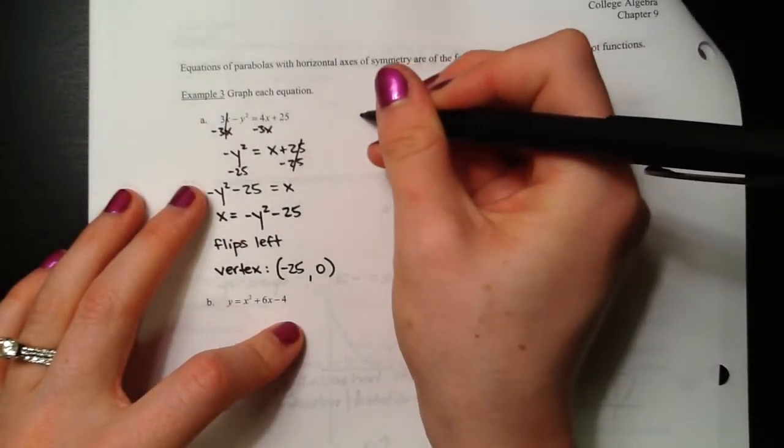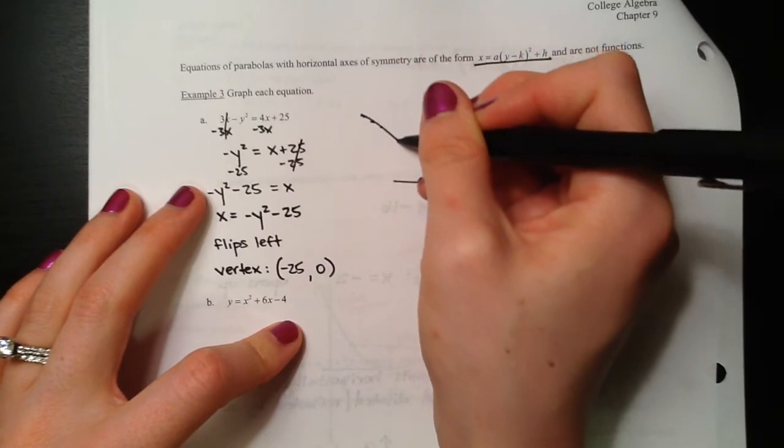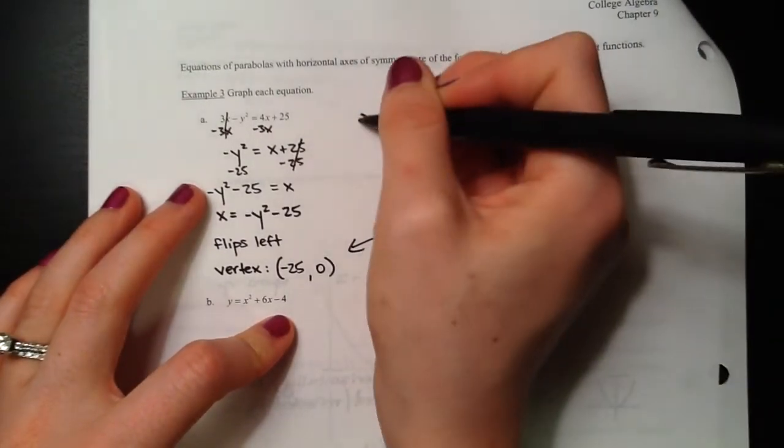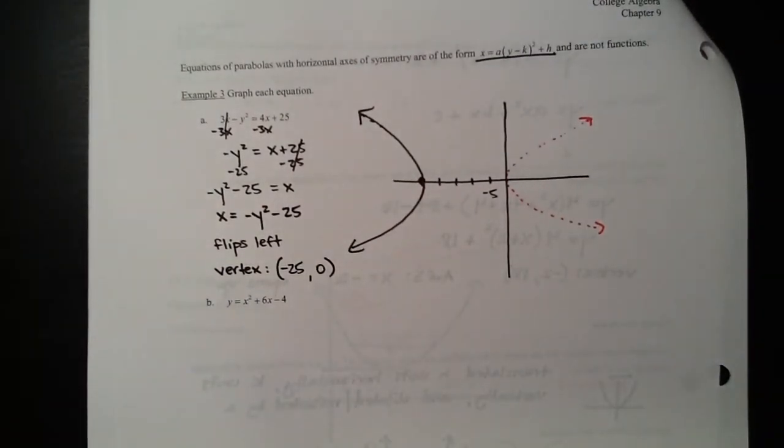So it's not stretched or compressed or anything. So it should have the same width as this one does right here. So your parabola is going to look like that.